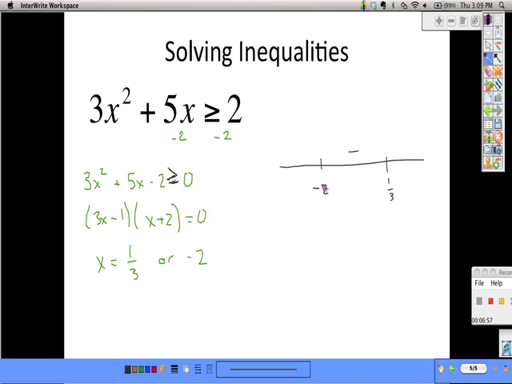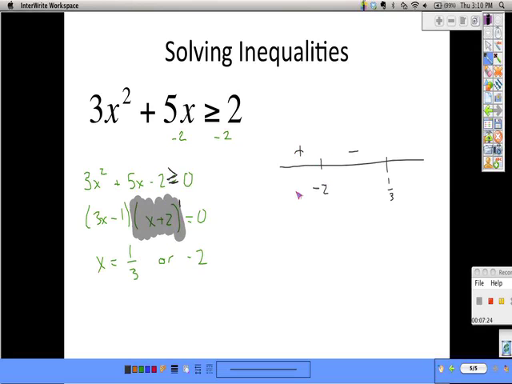So -2 came from the x plus 2 factor. That x plus 2 factor has an odd power. It's to the first, which means that at the critical value of -2 there's a sign change. If it would have been x plus 2 quantity squared, then it would be negative on both sides of that critical value.